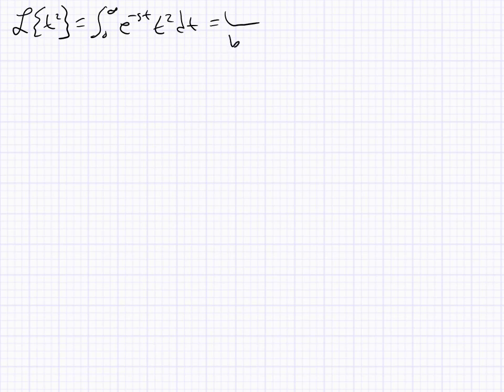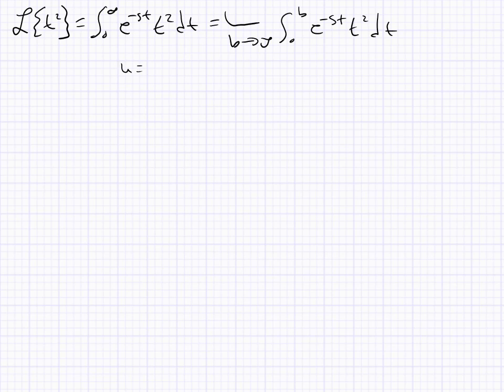Let's do one more in this line of thought. So let's do the Laplace transform of t squared. That would be the integral from 0 to infinity of e to the negative st times t squared dt. So that'll be the limit as b goes to infinity of the integral from 0 to b of e to the negative st t squared dt.